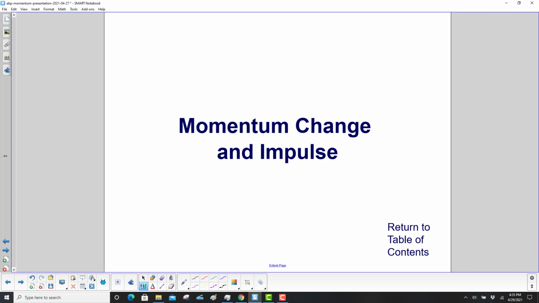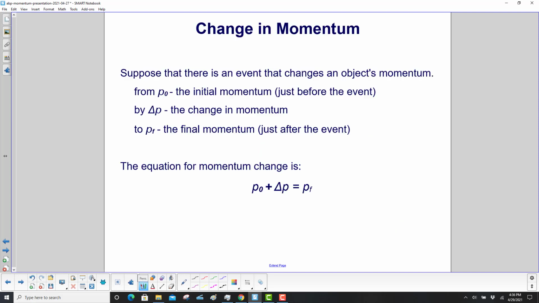Momentum change and impulse. Suppose that there is an event that changes an object's momentum from p0, the initial momentum, just before the event, by delta p, which is our change in momentum, to p sub f, the final momentum, just right after the event. The equation for momentum change would be p0 plus delta p is p final.